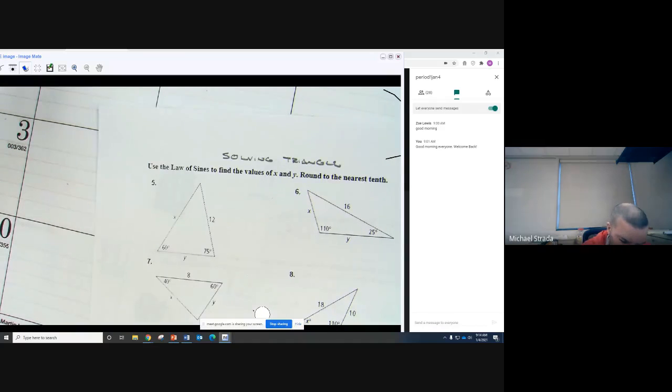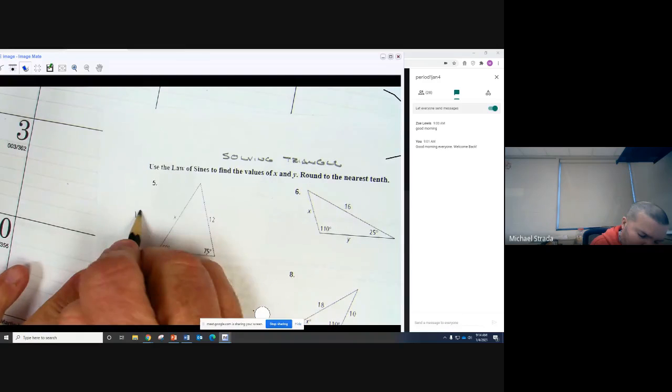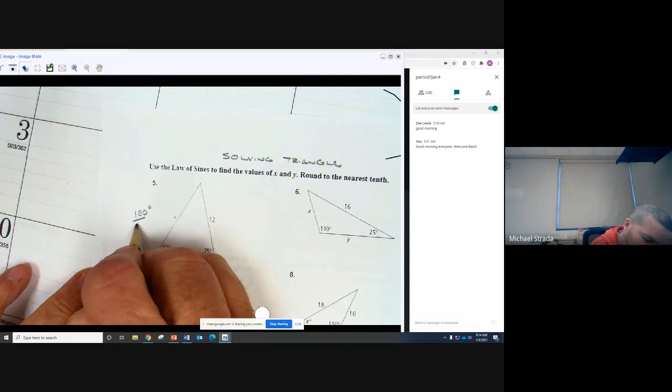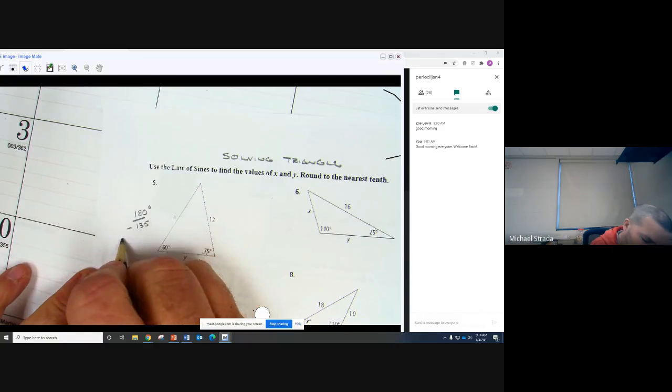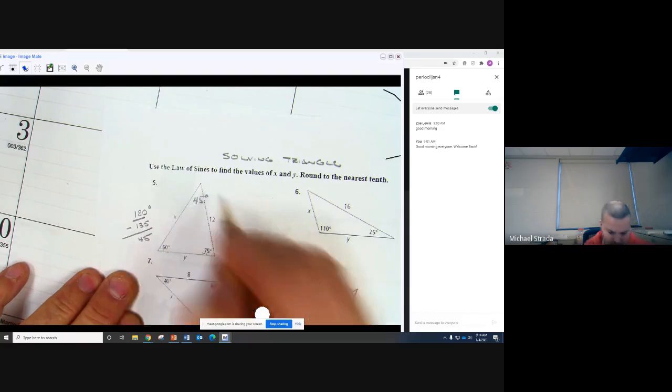Myself, this is what I would do. I would see the 60, 75, realize the angles of a triangle add up to 180. So I would add these together. 60 and 75 is 135, and then subtract, meaning my missing angle would be 45 degrees.